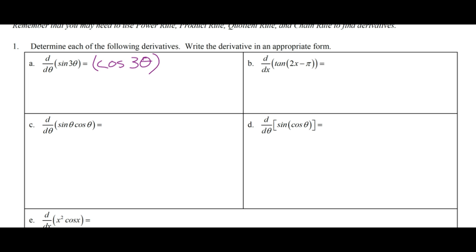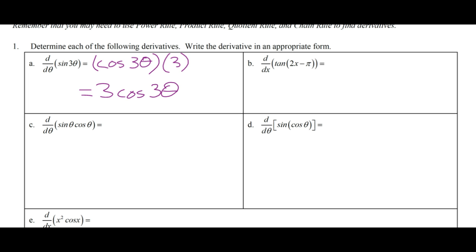So it's cos 3 theta times the derivative of the inner function. It's the derivative of the outer function, which is the cosine of 3 theta, times the derivative of the inner function, which is 3 theta. What's the derivative of 3 theta with respect to theta? 3. Right, which we will then just write as 3 cos 3 theta.